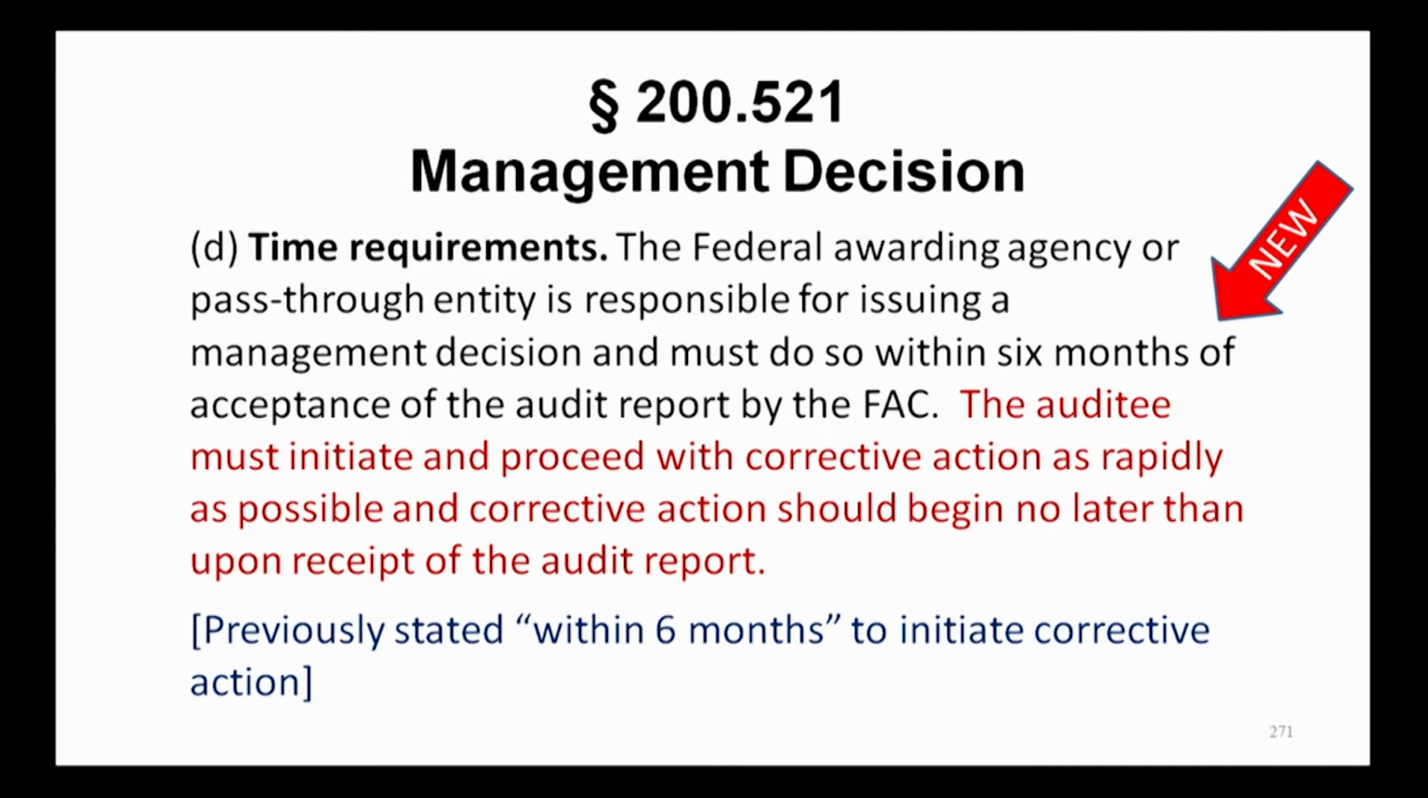521, and this is the last section here in the changes in the audit. So, time requirements. The federal awarding agency or pass-through entity is responsible for issuing the management decision, and must do so within 6 months of acceptance of the audit report in the federal audit clearinghouse.